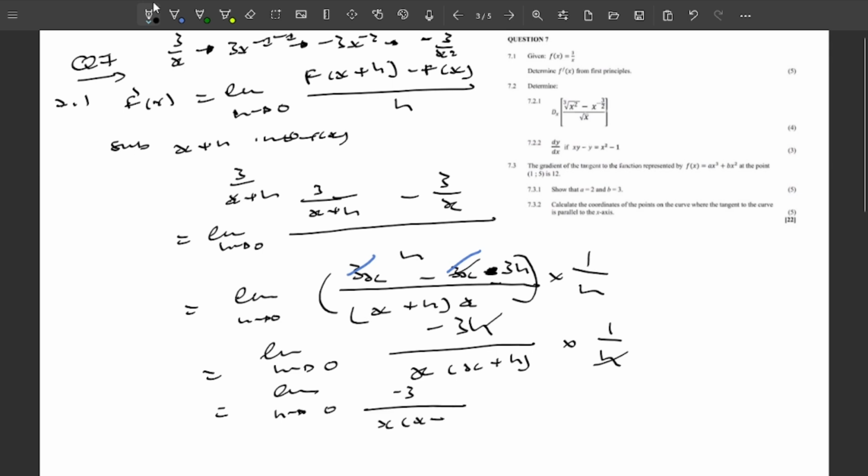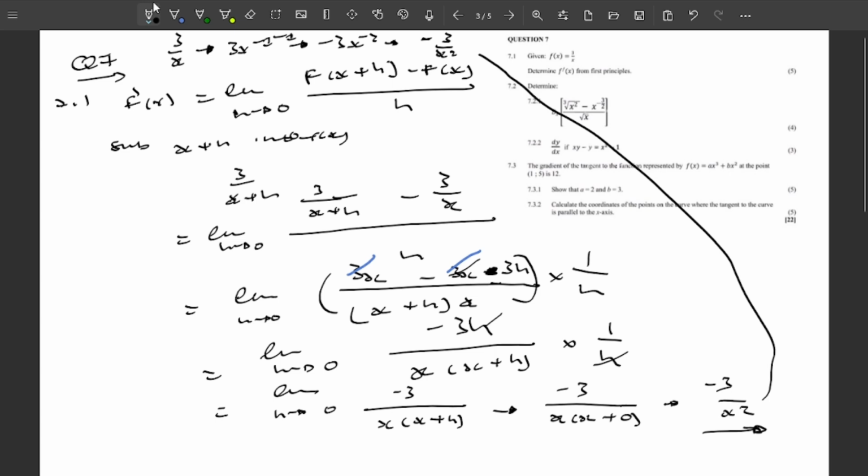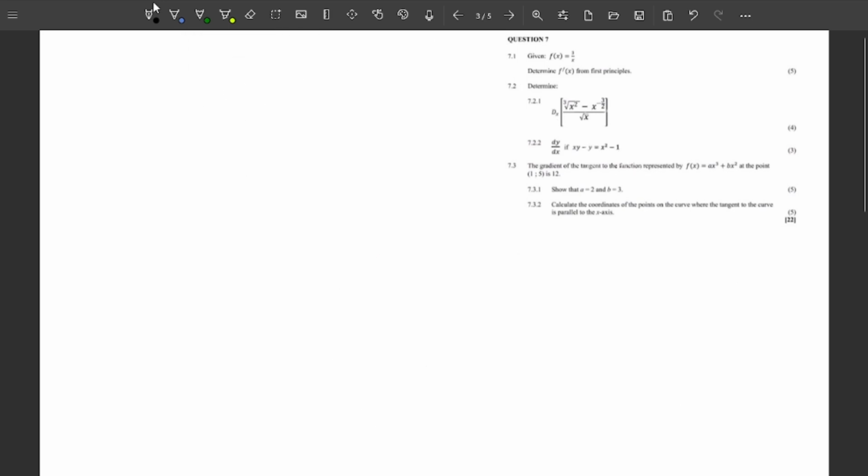For those who are wondering what happens now, we use the limit and input the 0 here, so it's minus 3 over x times x plus 0. Remember that x times x is x squared, so it's minus 3 over x squared. This is our final answer. Is it similar to the one from the rules? Yes, it is similar. This means we are correct. Even though sometimes students don't find the correct answer, they should do it again. Now we're done with the first question.